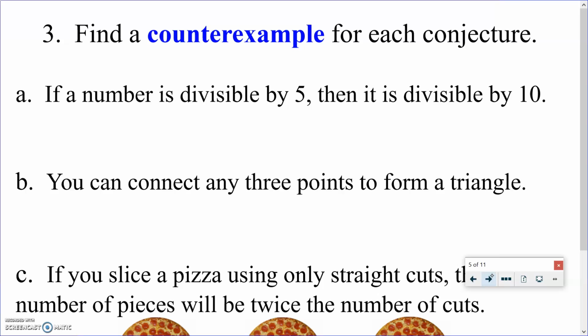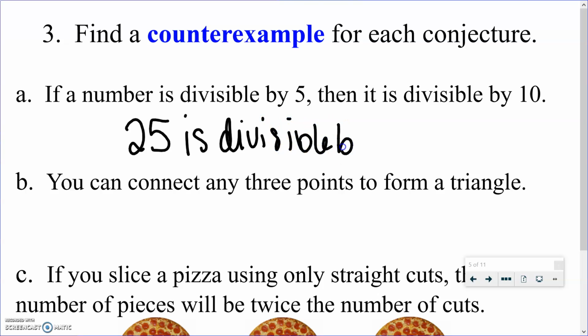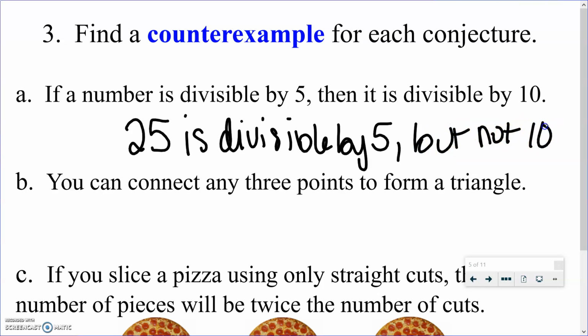Okay, so I'm going to pick 25, because 25 is divisible by 5, but not 10. So this is the counterexample, and it proves that it is not true. Okay? Then the next one is you can connect any 3 points to form a triangle. So I'm looking for 3 points I cannot connect to form a triangle. And so the 3 points that I cannot connect are going to be 3 collinear points.